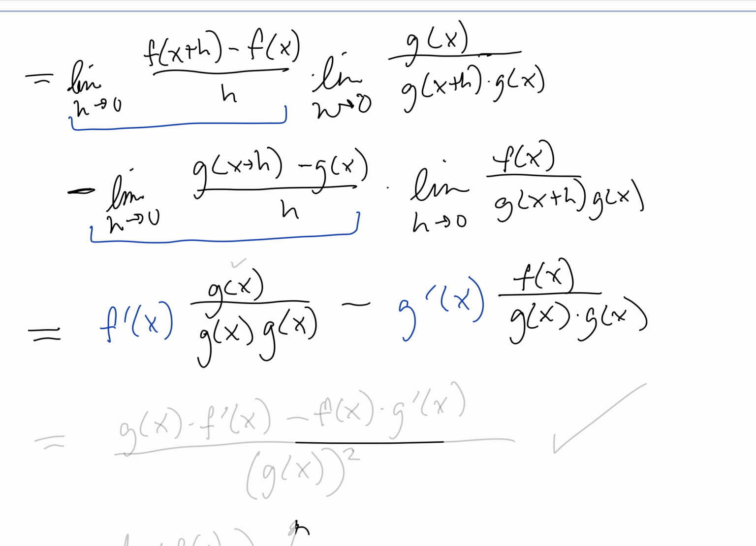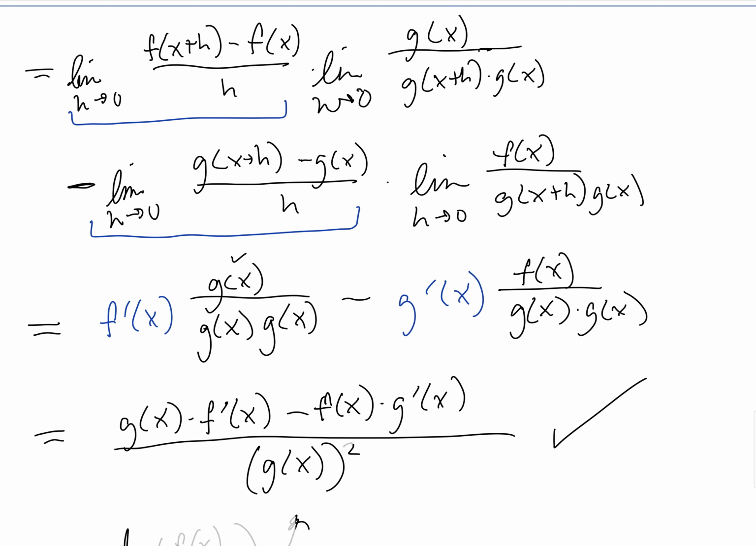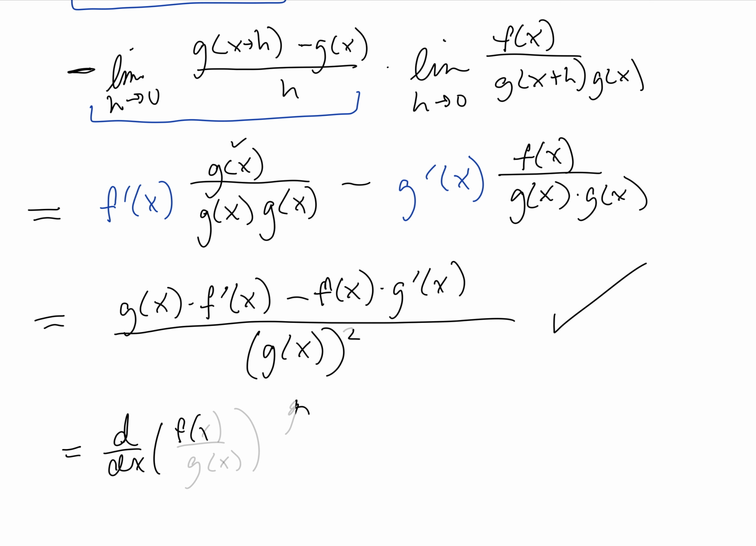And finally, we can rewrite this as, okay, we've got g of x times f prime of x minus f of x times g prime of x, all divided by g of x squared, g of x times itself, g of x squared, and that is the quotient rule. That is the derivative with respect to x of f of x over g of x. We stated the quotient rule was this. It's low d high minus high d low all over the bottom squared.